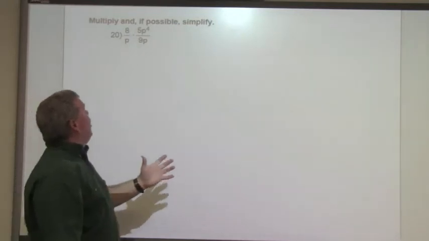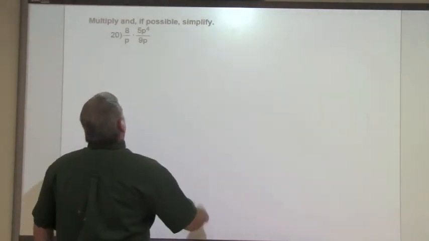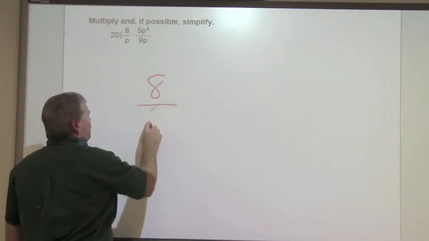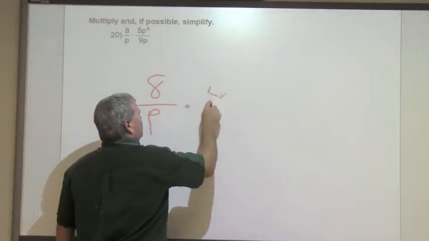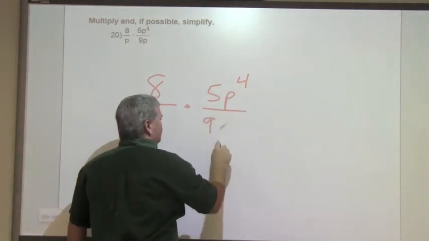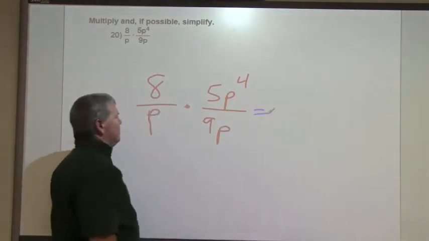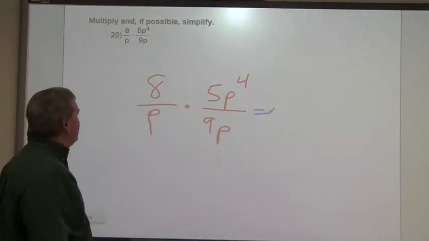Number 20, multiply and then if possible simplify. And you can do this a couple of ways. You can simplify first, then multiply. Or you can just multiply it straight across and then simplify. I'm going to go ahead and multiply it straight across, because some people get lost in the simplification process.